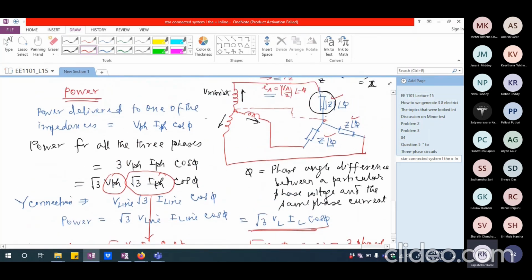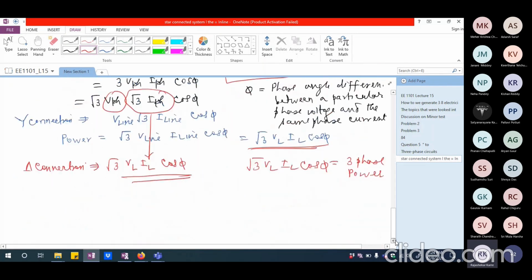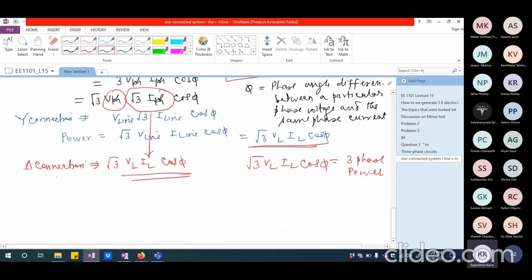What I mean by three-phase load being balanced is all three phases should have the same impedance with the same phase angle connected. So if I'm talking about R plus jXL or R minus jXC, I should have the resistance values to be the same and the reactance values also to be the same in all the three phases. Only then I will say it is a balanced load. So this expression, which is the power expression, is valid whenever I am talking about three-phase balanced supply voltage.